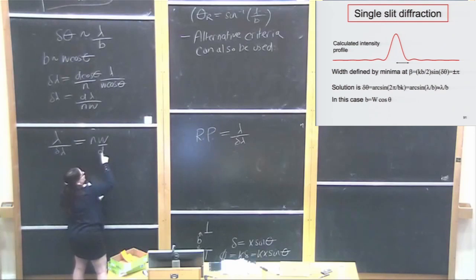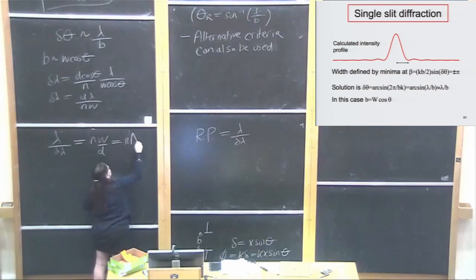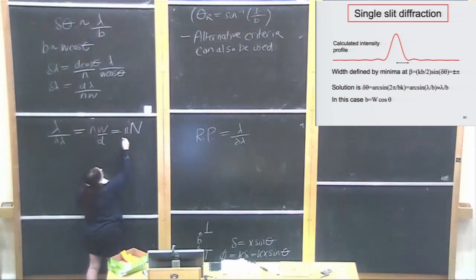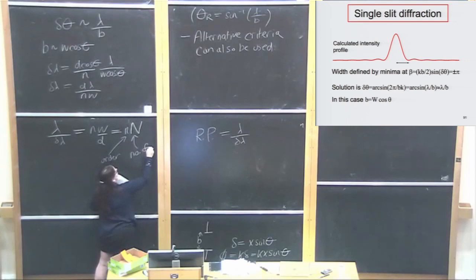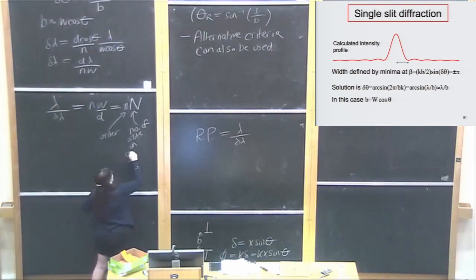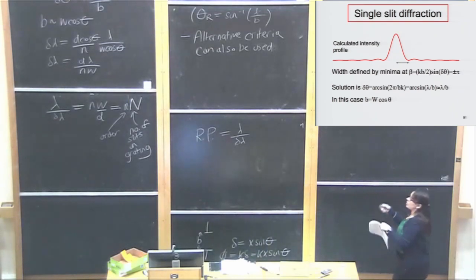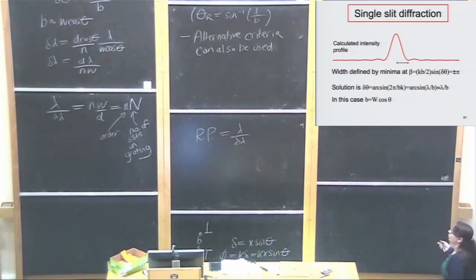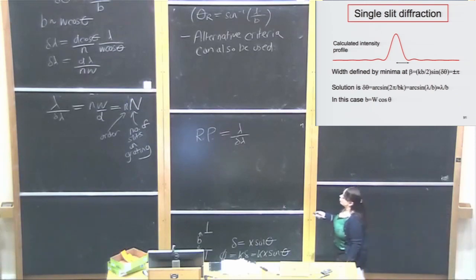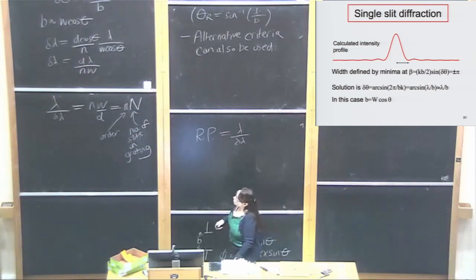w is the width of the diffraction grating, d is the separation between the slits, and so I could write that, if I want to, as n times big N, where n is the order at which we are observing our pattern, and big N is the number of slits on the grating. So what that is telling us is that our resolving power depends only upon the size of the grating, the number of slits that we have. We want a large number of slits for good resolution, and of course also the order that we're actually observing.